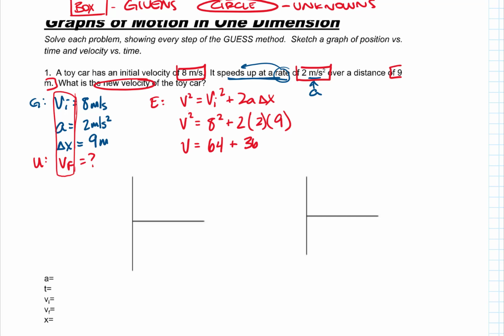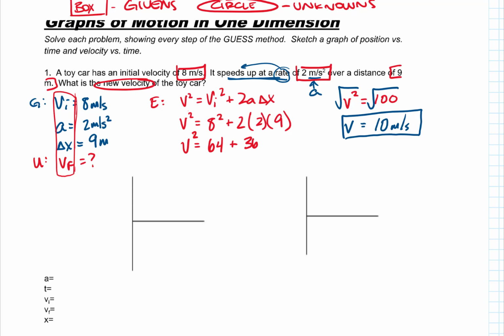I'm going to continue that over here. Sorry. Velocity squared is equal to 64 plus 36. So the velocity squared ends up being 100. If I want to solve for the velocity, I've got to square root both sides. So that velocity comes out to be the square root of 100, or 10 meters per second. That's our final speed. So that's the GUESS method for this.